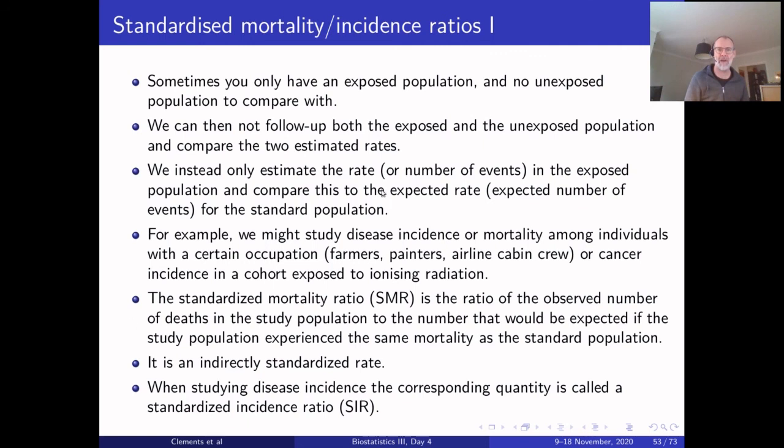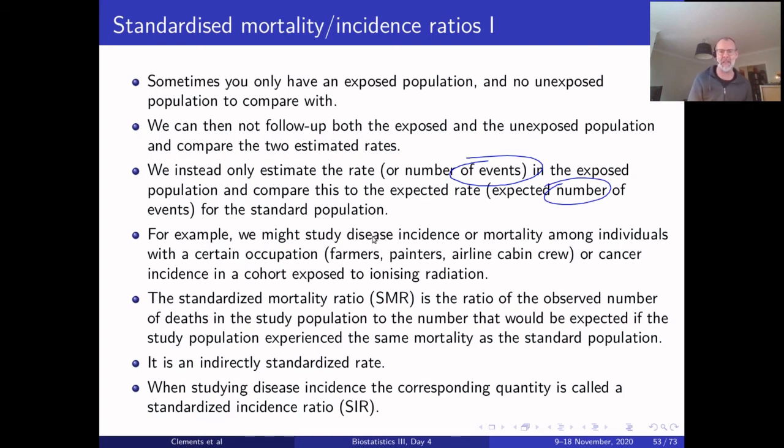Sometimes we only have outcomes for an exposed population and no unexposed population to compare with. Then we can't calculate rates comparing the exposed with the unexposed. What we can do instead is estimate the rate or the number of events in the exposed, and then compare that with the expected rate or expected number of events for a standard population.